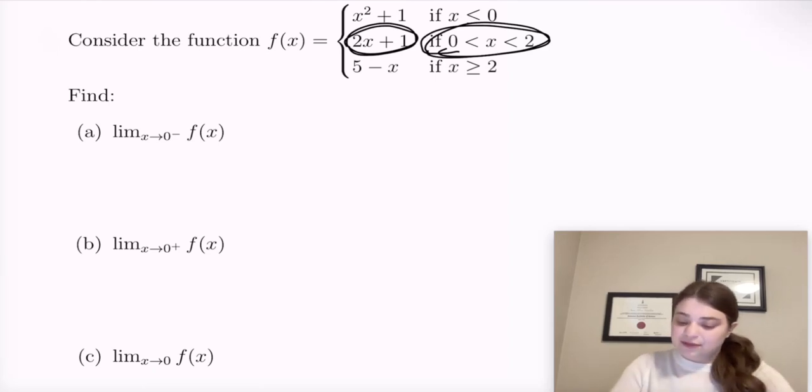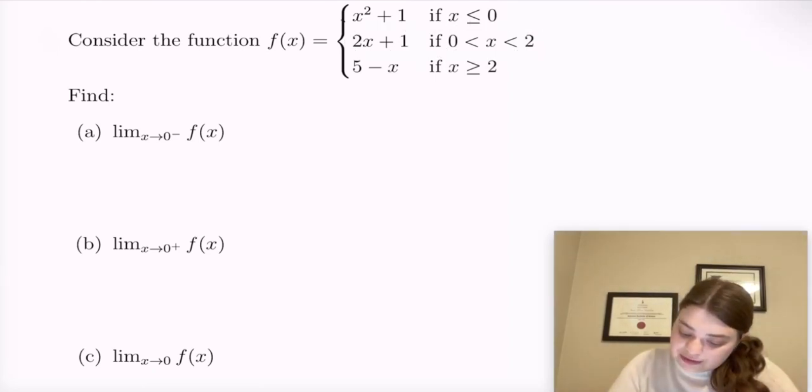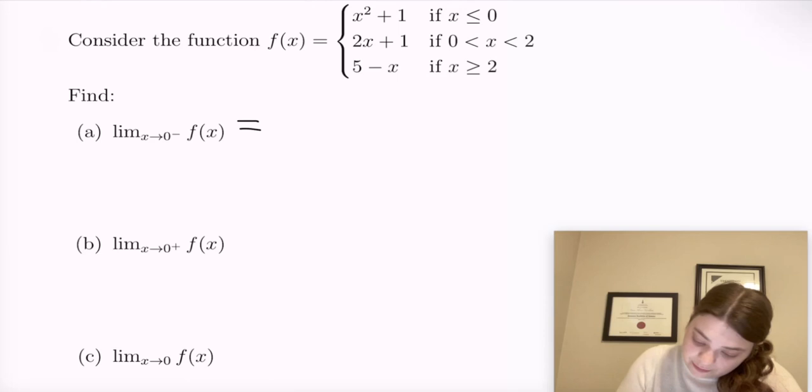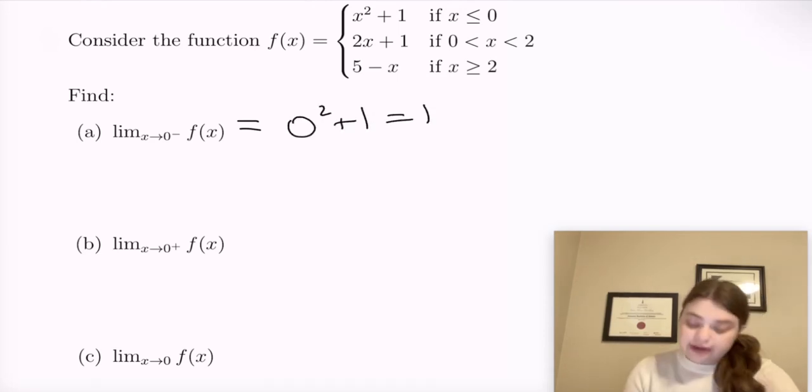However, since we're doing it from the left for this first one, we'll be using the first equation here, the x squared plus 1. So for that one, we would have 0 squared plus 1, which is 1. So the answer here is just 1.